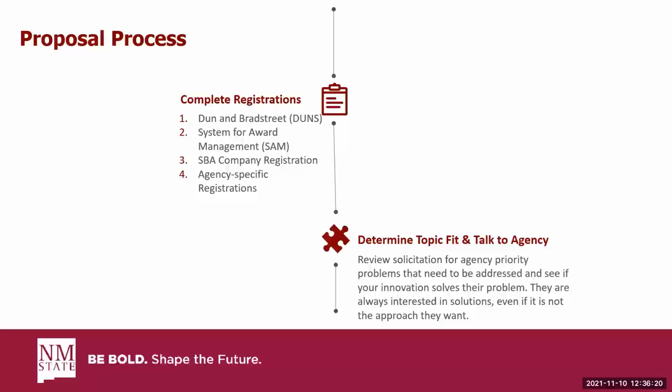And then you want to determine your topic fit and talk to the agency. So the solicitation, regardless of the agency, will have what their priority problems are, what they want to fund, things like that. So read the solicitation and then read it again, and then probably read it again, just so you have a really thorough understanding of what it is they're looking for and what it is you need to prepare. They're always going to be interested in solutions, even if it's not the approach that they want. And so they're very open to hearing about your solutions.